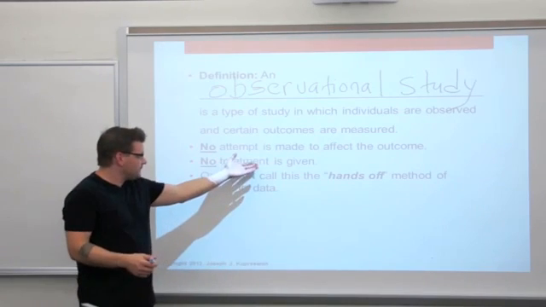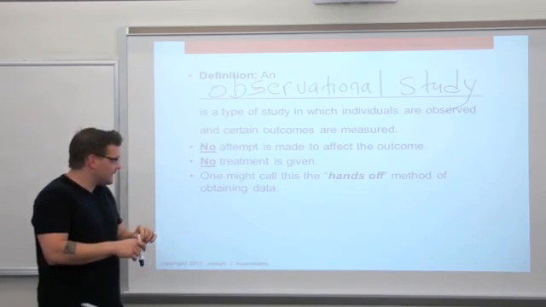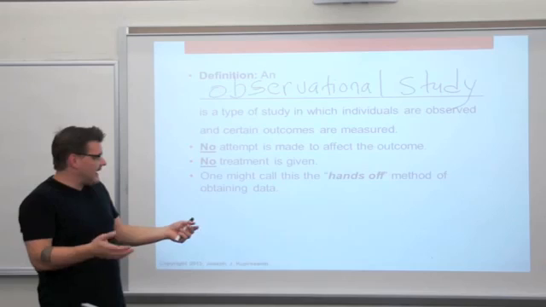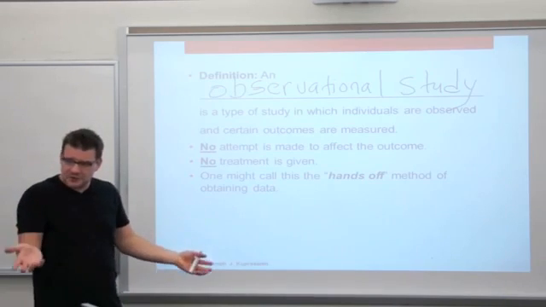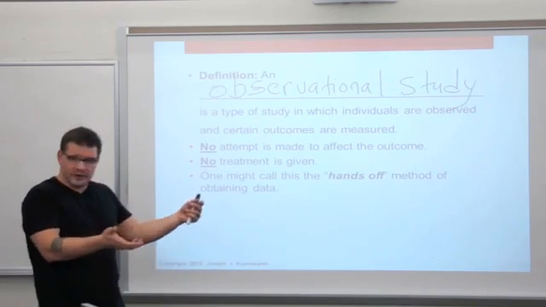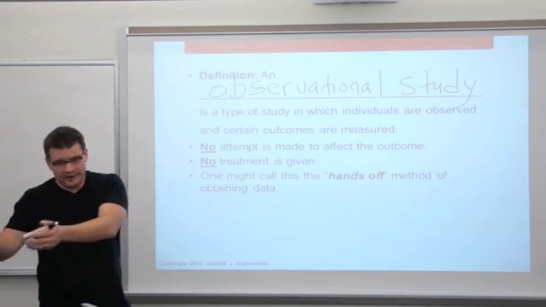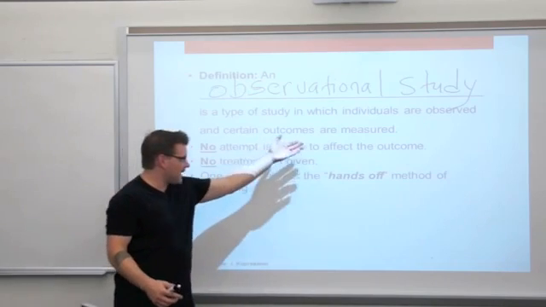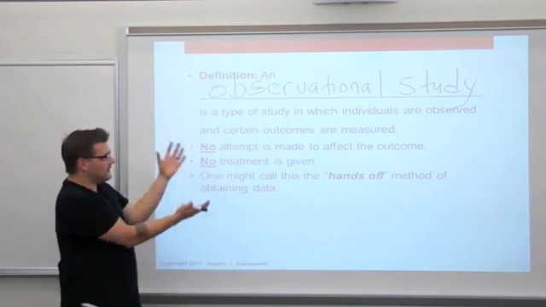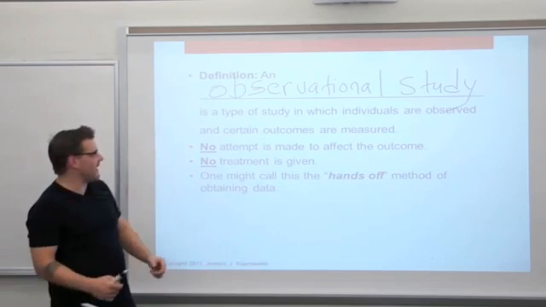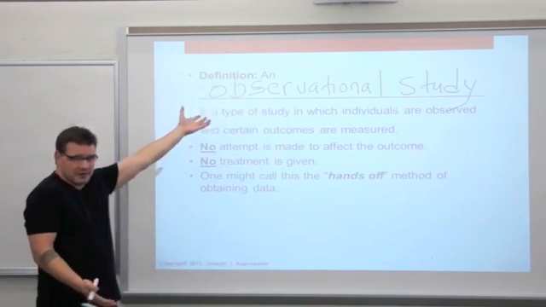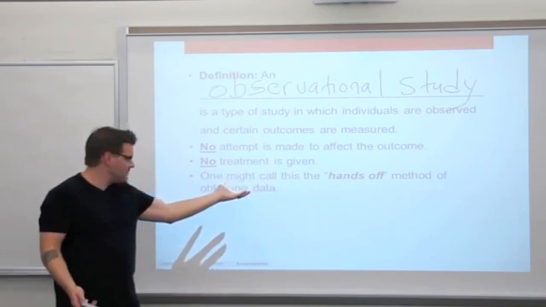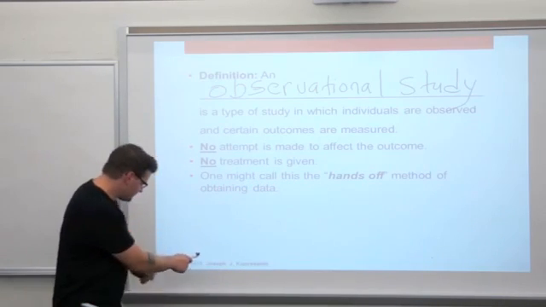No treatment is given. Let's think about treatments. Say that you're running a study for the FDA and they're evaluating 2 different cancer drugs. Some of the participants will get one of the cancer drugs and others will get the other cancer drug. That's what we would call a treatment. The researchers are trying to affect the outcome. Okay? This lesson is the opposite of that. We are just finding data that usually pre-exists. One might call this the hands-off method of obtaining data.